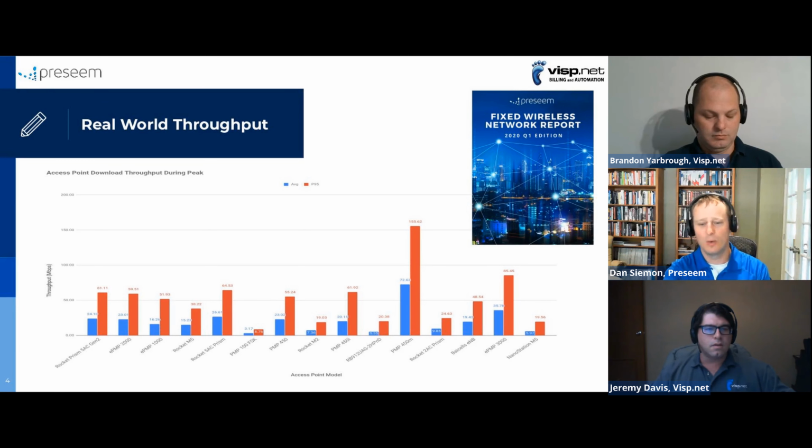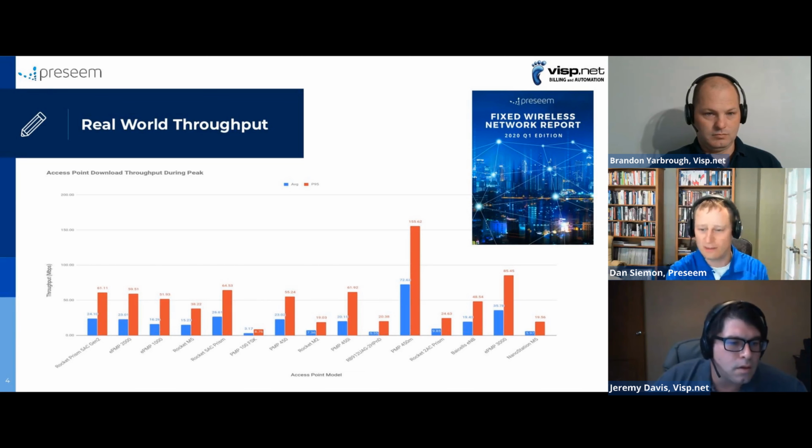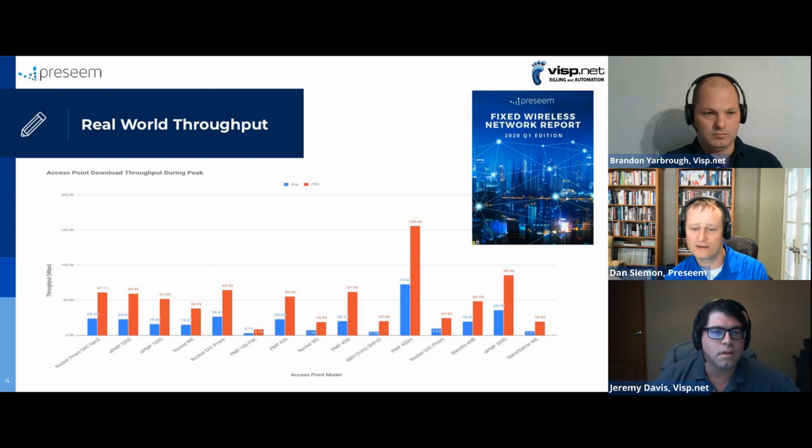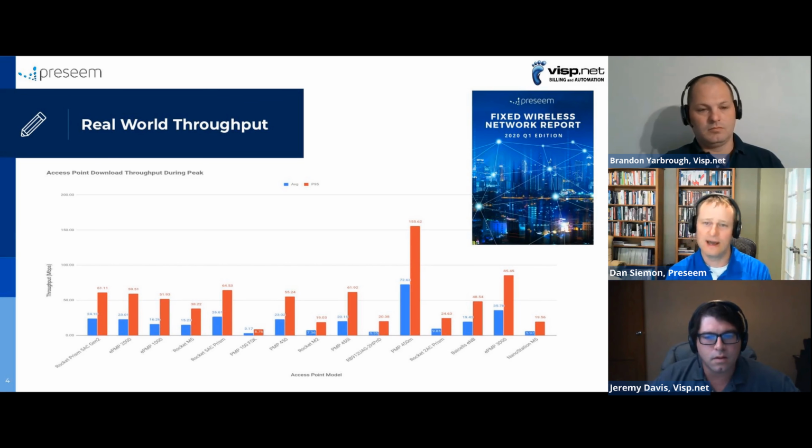And I'm going to pick on the one on the leftmost here, not to be mean to Ubiquiti. It just is the first one, so I'm going to pick on that one. I went to look at the website the other day, and for the Rocket Prism 5 AC, they actually have 500 megabits per second listed in the little caption beside that AP.